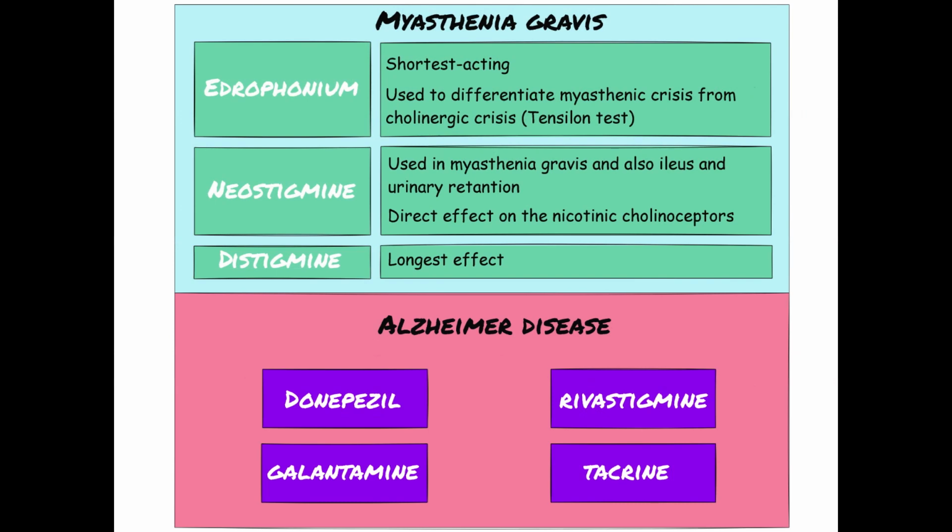The most important neurotransmitter related to learning and memory in the central nervous system is acetylcholine. In Alzheimer's disease, the amount of acetylcholine in the brain decreases. These drugs increase the amount of acetylcholine by inhibiting the acetylcholinesterase enzyme in the central nervous system. These drugs are tacrine, donepezil, rivastigmine and galantamine.